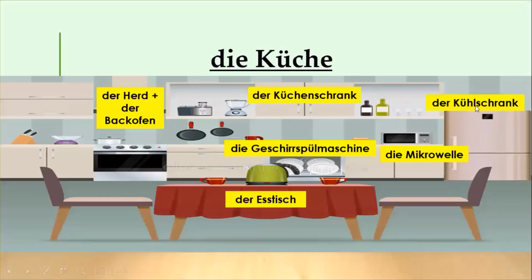Der Kühlschrank. So in German, think of it as the cupboard used to keep items kühl, which is cool, and so therefore the fridge is such a furniture item. Die Mikrowelle, the microwave.